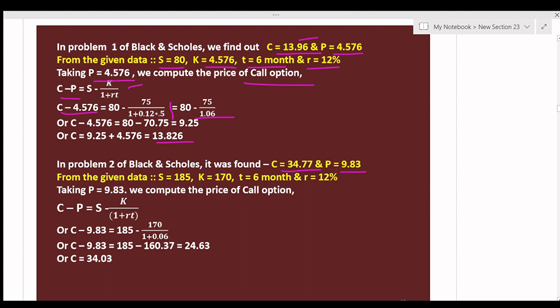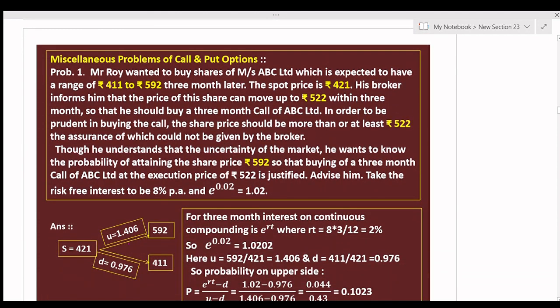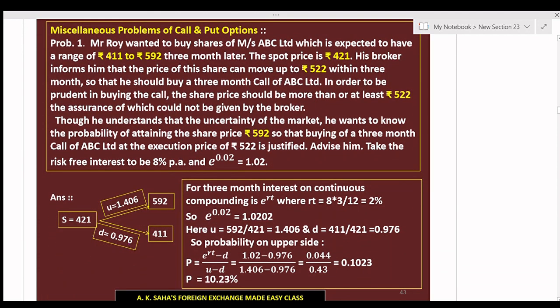In another problem, we found C is equal to 34.77 and P is equal to 9.83. From the given data, S is equal to 185, K is equal to 170, T is equal to 6 months and R is equal to 12%. Now putting these values in the equation C minus P is equal to S minus K by 1 plus RT, we get the value C is equal to 34.03. Now come to miscellaneous problems of call and put options.